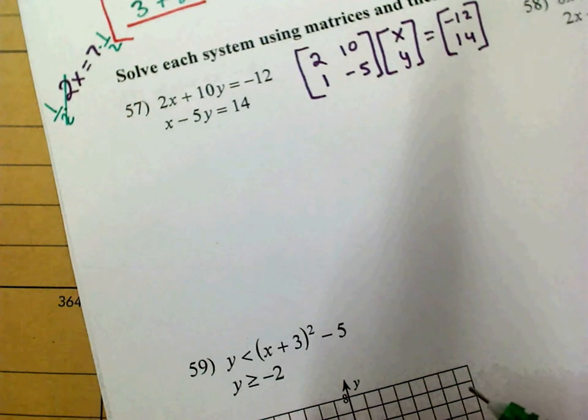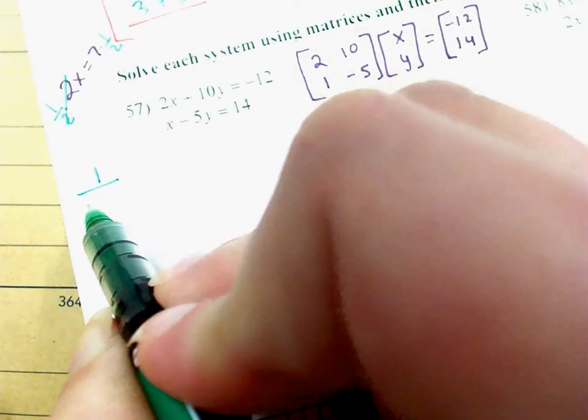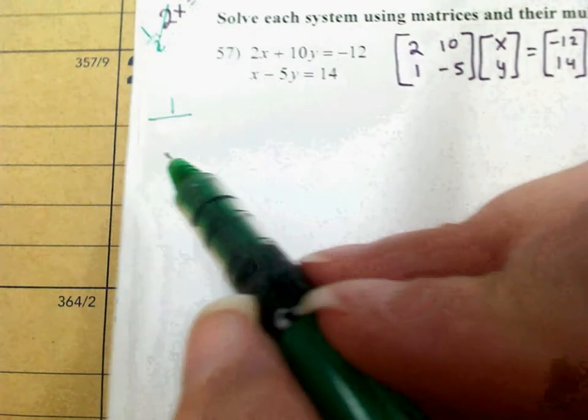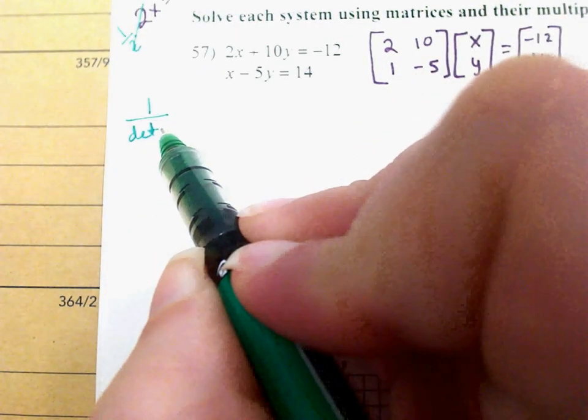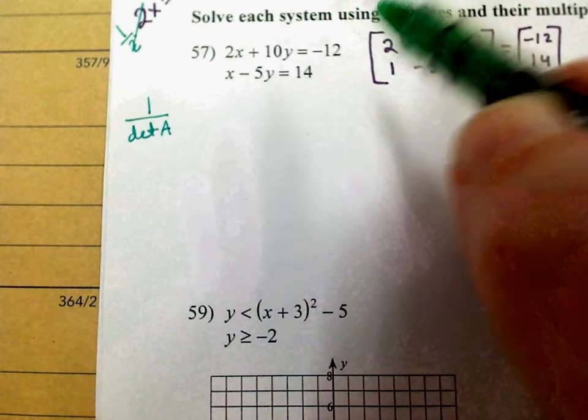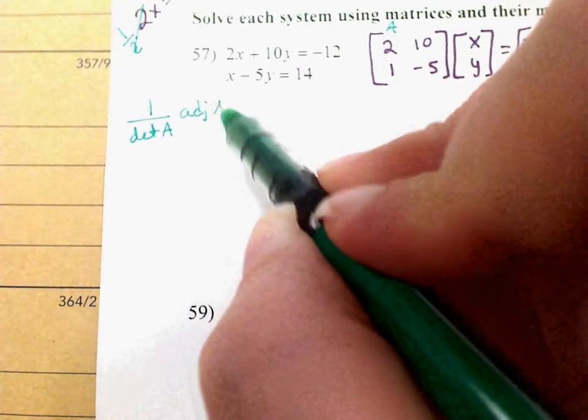One over the, okay, which is called the determinant, right? So the determinant of the matrix A, and we'll go ahead and let that be matrix A, times the adjugate of matrix A. So let's go back over determinant and adjugate. What is the determinant? How do you find that?